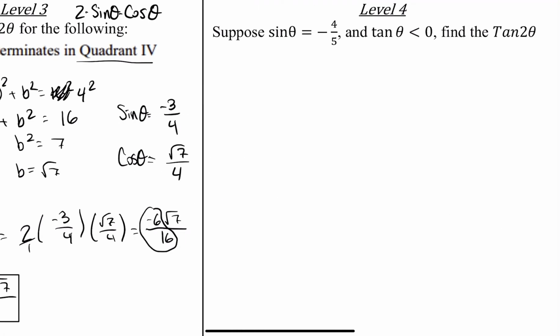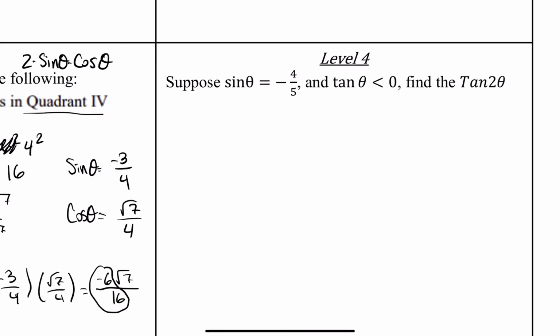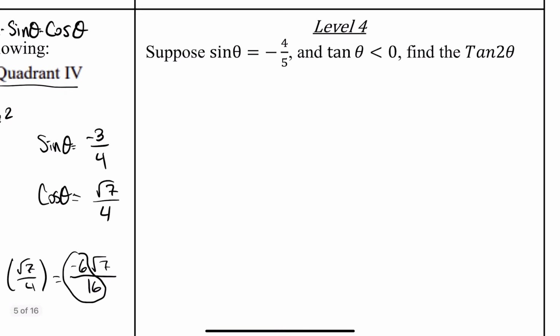And the last one here says, suppose sine of theta is negative 4/5 and tangent is less than 0. Find the tangent of 2 theta. So in this case, again, drawing our picture, we know that sine is negative, so it's got to be in the bottom half. And since tangent is less than 0 this time, it's negative, so it can't be in quadrant 3, which means our triangle has to be in quadrant 4 this time. And working in our pieces, we know that theta goes here. The opposite of theta is negative 4, and the hypotenuse is the bottom number 5.